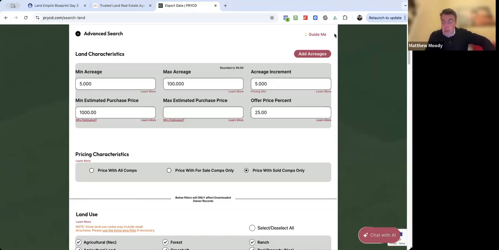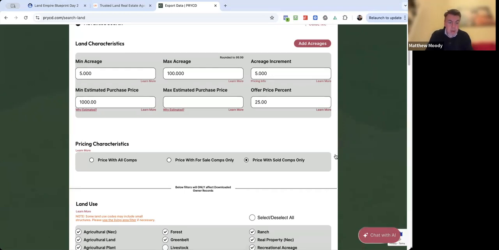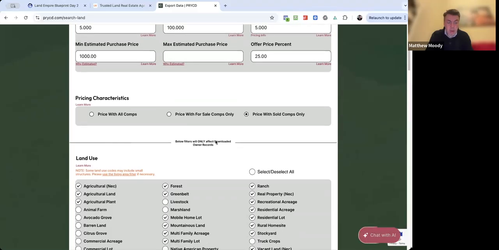John's Avenue, we can offer you $36,000, which is 25% off the asking price. You can do that. And then you'll see the next is pricing characteristics. So this has got price with all comps, for sale, or with sold comps. Now, an interesting point here is when you're comping, what do you comp on?